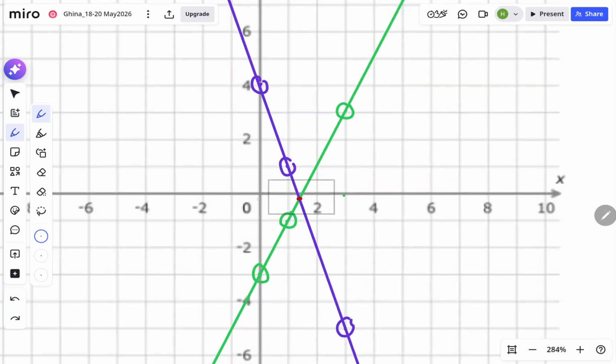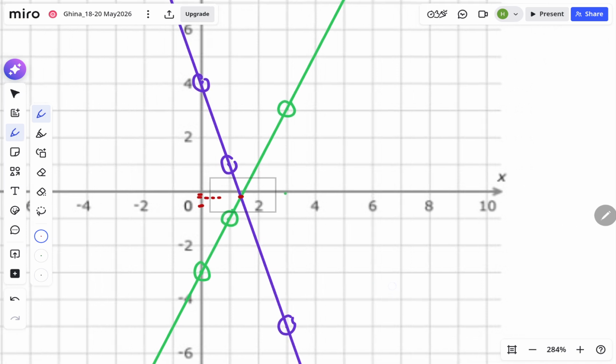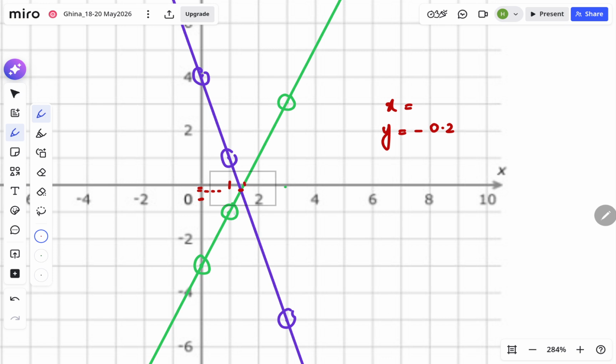You can do actually, if this is 0.1, 0.2, over here this is 0.5, so this comes out to be somewhere y equals minus 0.2, and x will be, if this is 1 and this is 1.5, half of it, and this is somewhere a bit, one small block before 1.5, so I guess y will be 1.4. So these are these solutions.